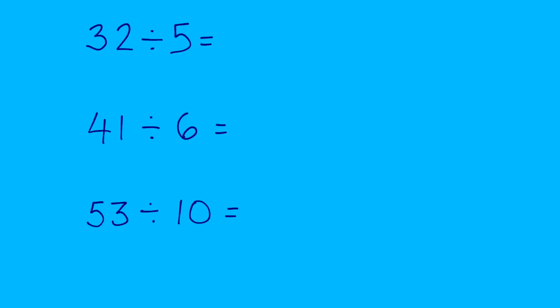Okay, let's try a couple more questions. So the first question here is 32 divided by 5. So I'm going to think, how many times does 5 go into 32? And if I can't remember straight away, well, I can think, let's count up in 5. So 5, 10, 15, 20, 25, 30. I can't go any further because then I'll go past 32.